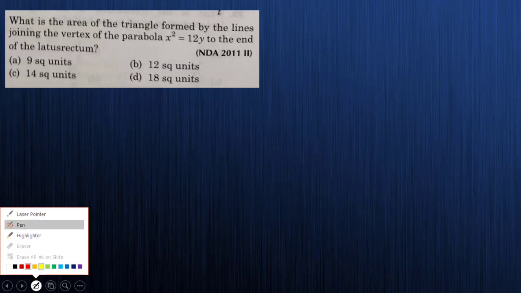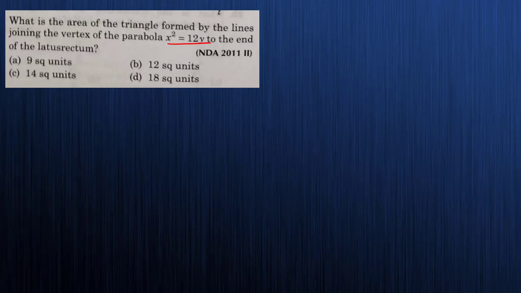Next, what is the area of a triangle formed by the lines joining the vertex of the parabola x square equals to 12y to the end of latus rectum? Okay, very good question है, बहुत बढ़िया question है. It's a very simple question. Assume it is a parabola, so we have this as directrix and the lines we have. So this is a parabola, and suppose this is a focus, and here we have the latus rectum. ये हो गया मेरा latus rectum.